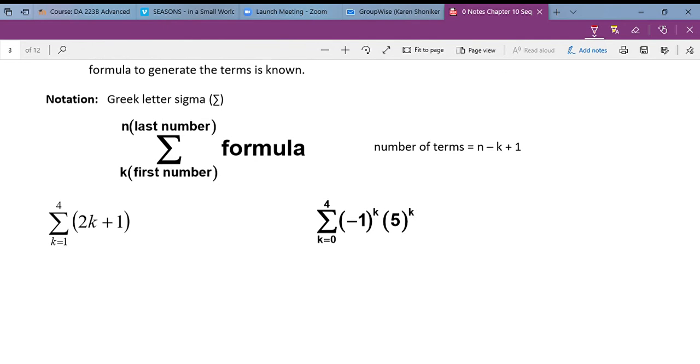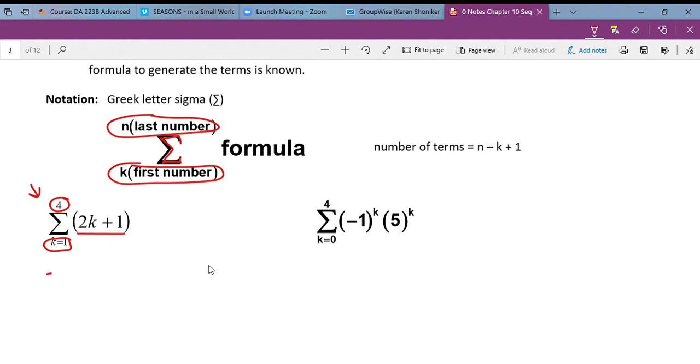So learning a little bit about this notation: this symbol here, this E-looking thing, is your sigma. And what they're going to do is show it like this. So this is saying, find the sum of the terms generalized by this equation, starting where k is 1, so this is the first number, all the way up to where k is 4. So that's going to represent the last number.